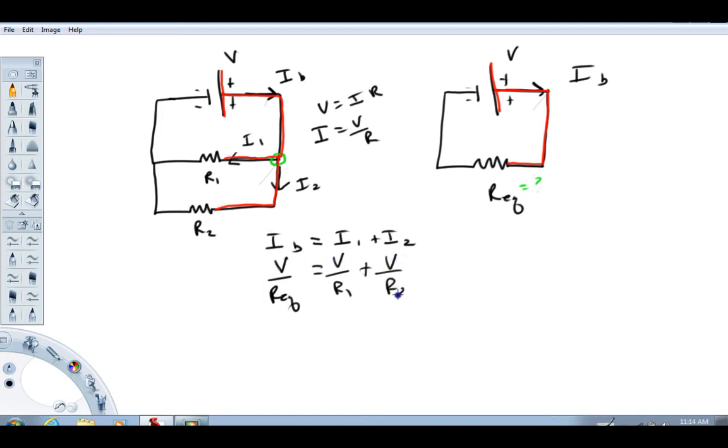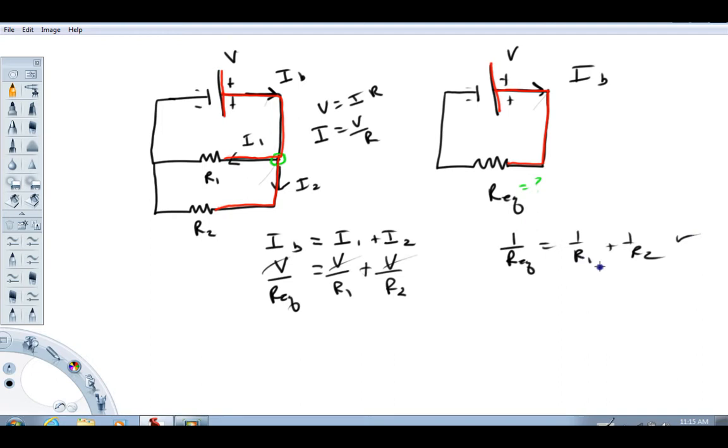divided by R2. And because these are the same voltages, they divide out. And we get this relationship that 1 over R equivalent is equal to 1 over R1 plus 1 over R2. And this is how equivalent resistors are calculated, or the equivalent resistance is calculated for a parallel circuit.